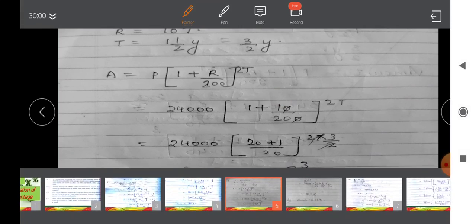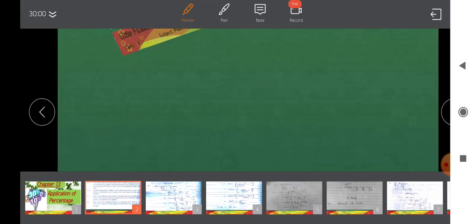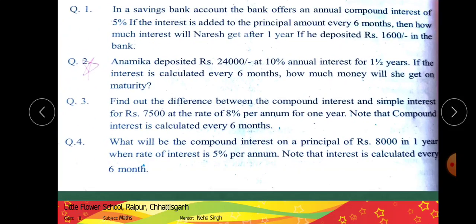Now moving on to the next question. Second question, Anamika deposits rupees 24,000 at 10%. Principal, rate, time, right? This every 6 months. Don't get confused that this is time. No, this is only telling you which formula you have to use. You have to use the compounded annually formula that you have studied in the first exercise, or the half yearly formula that you are studying in this exercise.